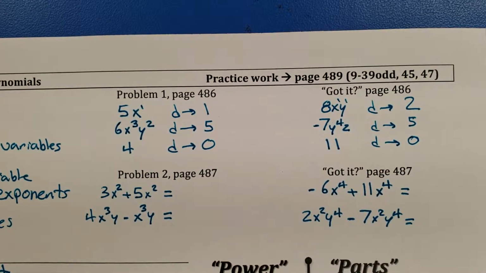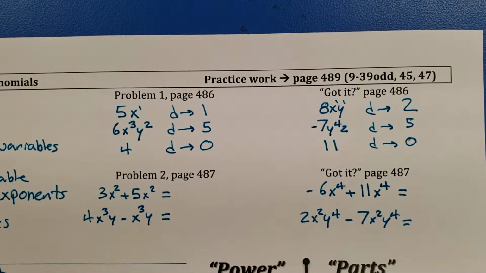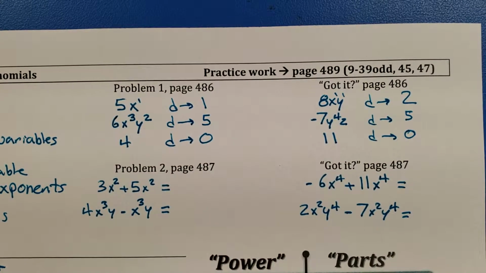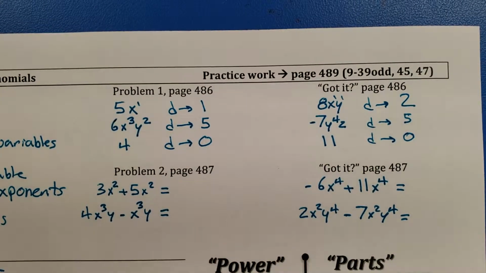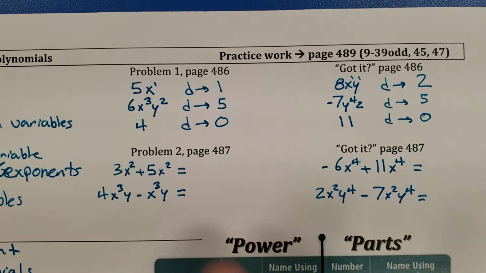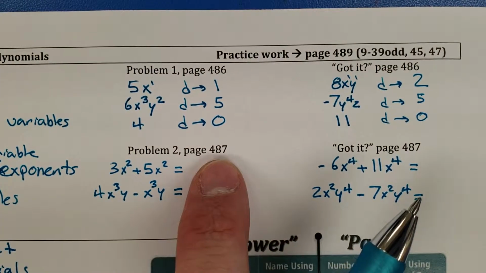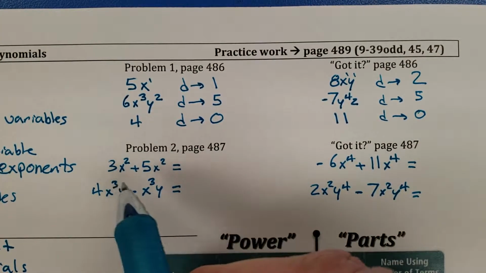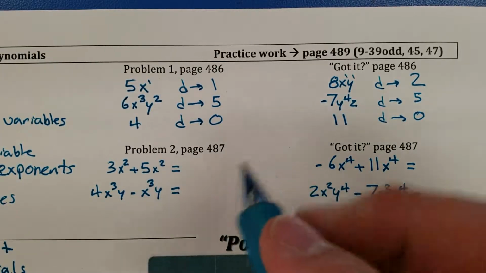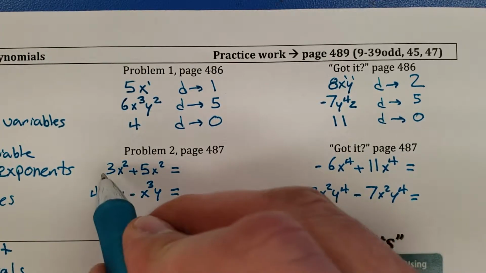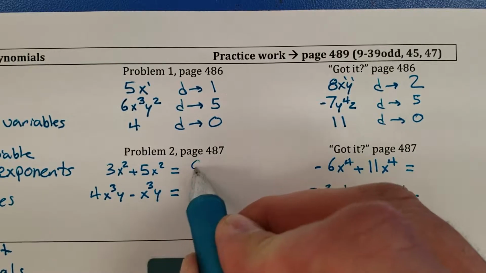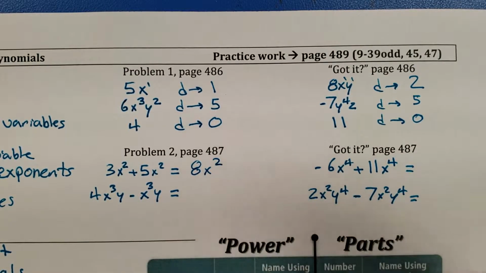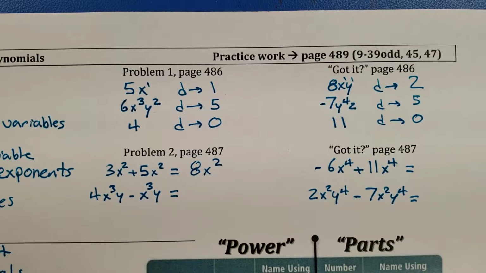All right. So the thing about these is that we can add them and subtract them as long as they are the exact same type of monomial. So here's problem number 2 on page 487. It's 3x squared plus a 5x squared. Think of it as this. If you've got 3 things and 5 things, wouldn't you just have 8 things? Yes, you would. Monomials do not change when you add or subtract them.